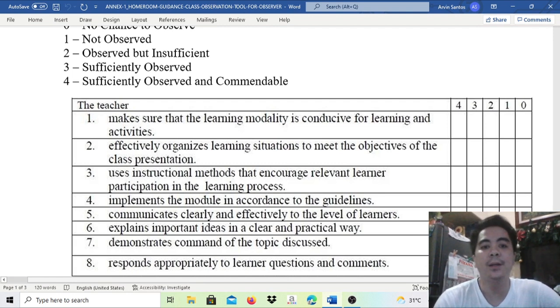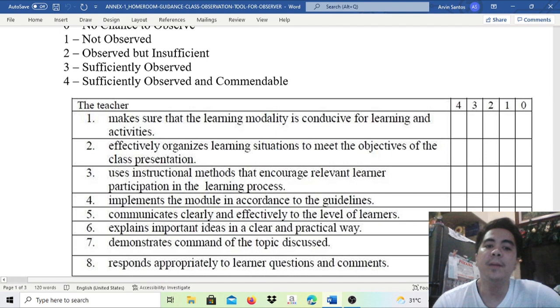For number 3, use instructional methods that encourage relevant learner participation in the learning process. Okay, so we need to adapt different methods or teaching method na maki-encourage sa ating mga learner to join, diba? To be motivated in our lesson proper. Okay, so pwede po yun. Through online, nag-illustrate kayo or nag-execute kayo ng other applications or video presentation which is very motivating, diba? So, pwede yun.